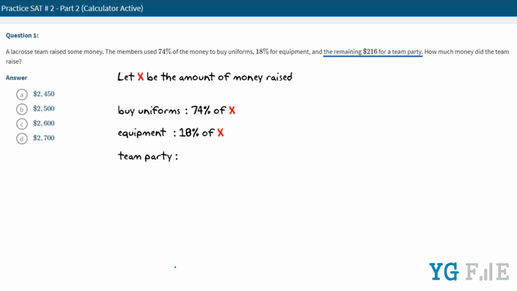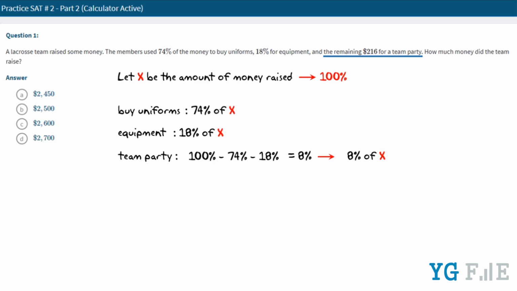So if we let the amount of money raised by the team be 100%, then the percentage of money they use for a team party can be found by subtracting from 100% the percentage of money they used to buy uniforms and equipment. So we have the percentage of money for a team party is 100% minus 74% minus 18%, which is equal to 8%.